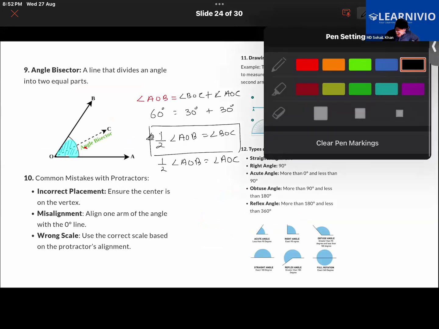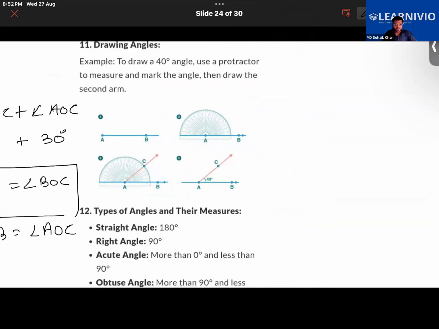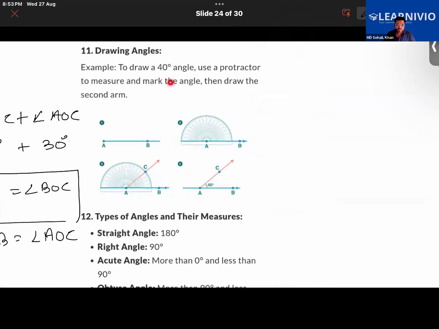One example has been given here, like how to draw a given angle. For example, if you have to draw a 40-degree angle, you'll be using a protractor to measure and mark the angle. First of all, you have to draw this line. Then you have chosen the vertex. Point A, here is your vertex.